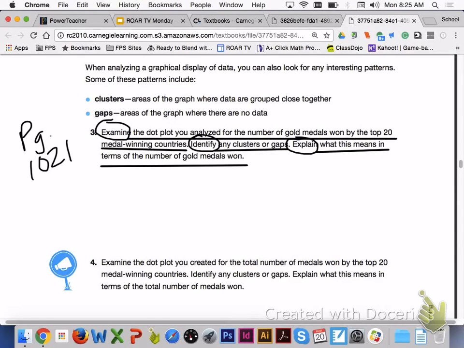For number 3, examine the dot plot you analyzed for the number of gold medals won by the top 20 medal-winning countries back on page 1021. Please answer number 3 with your group members.